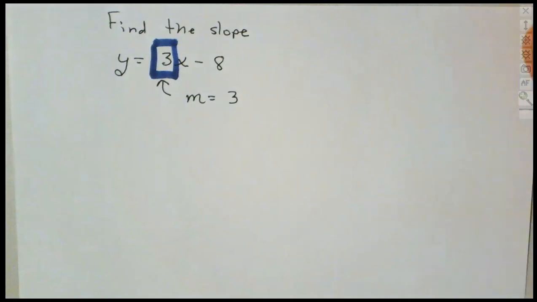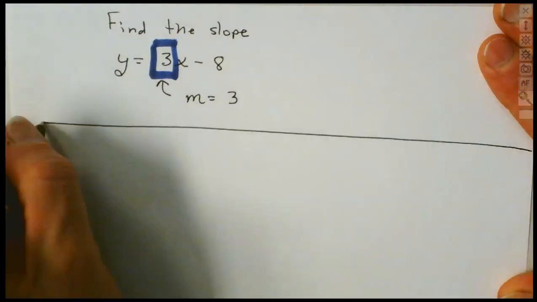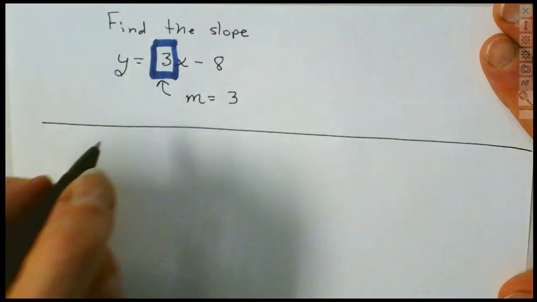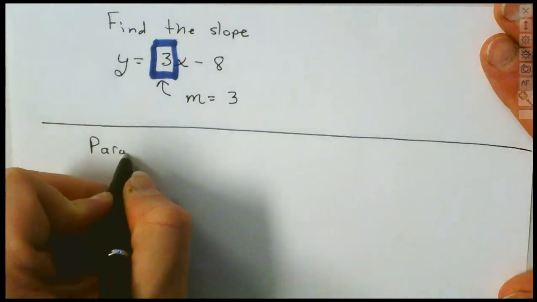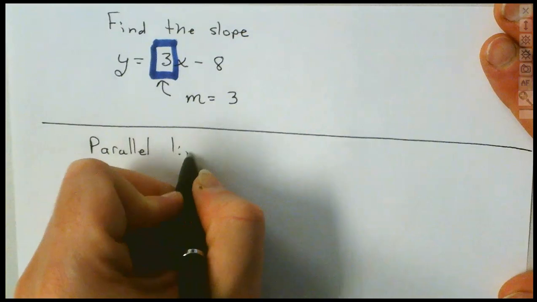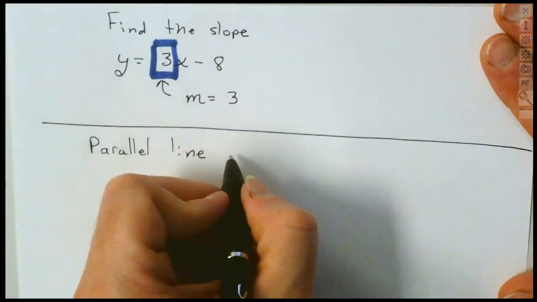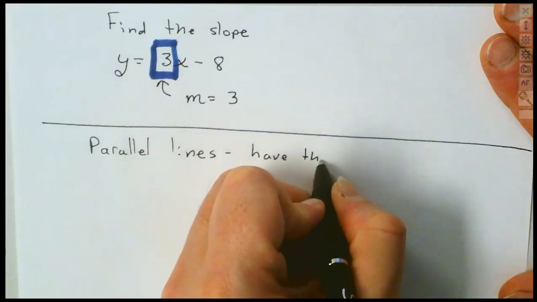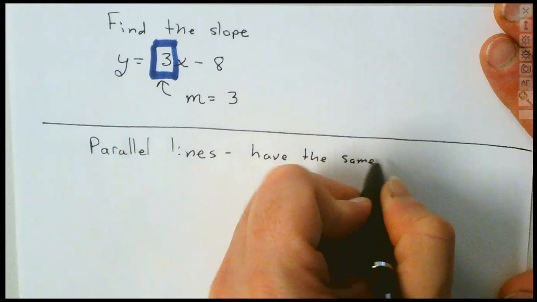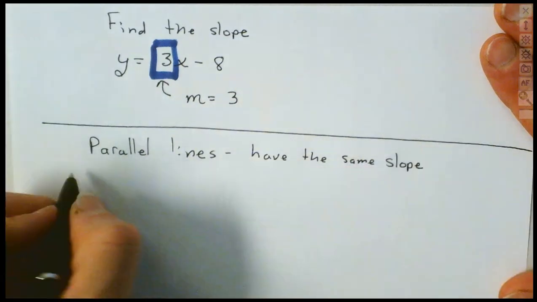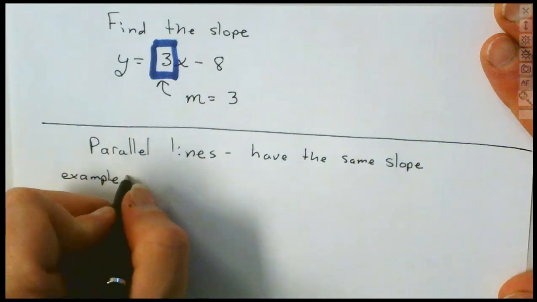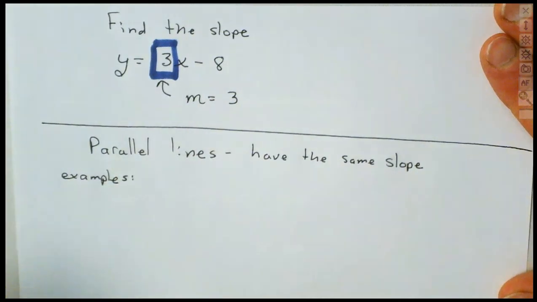We can also look at two lines, and we can discuss the possibility of them being parallel, perpendicular, or neither. Parallel lines have the same slope. And here's an example. Well, I'll put actually several examples down here. Here's some examples of parallel lines.